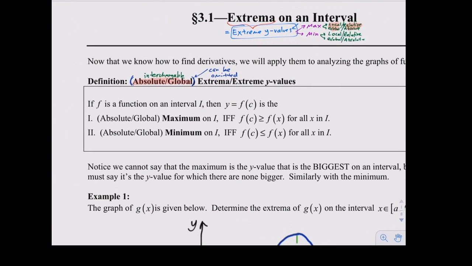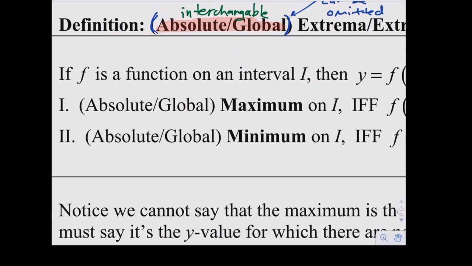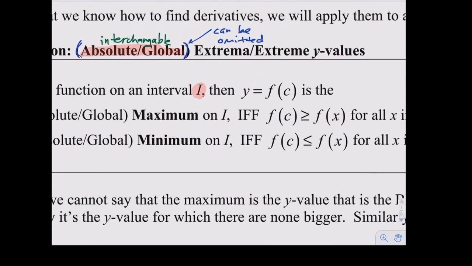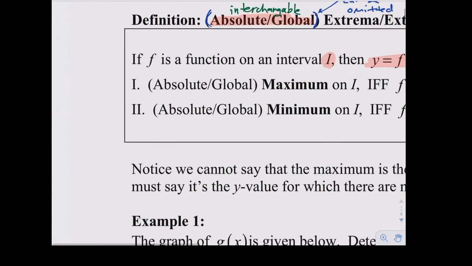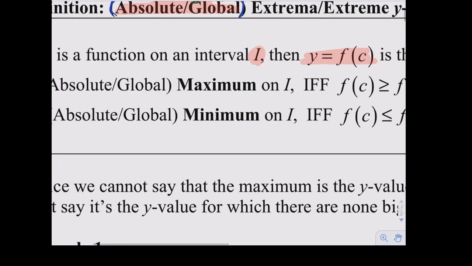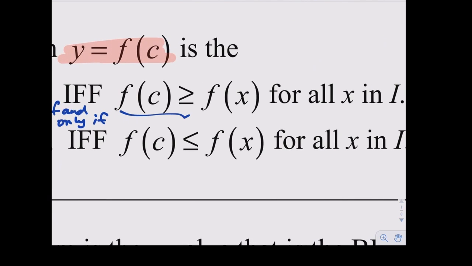Okay, so let's define an absolute max or min, or a global max or min, or just a max or min. If f of x, or f, is some function on some interval, and it could be an open interval, a closed interval, or half open, half closed, then y equals f of c is, number one, the absolute maximum y value, or the global maximum value, or just the maximum value on that interval. The IFF means if and only if, which means it's bidirectional. And this is an important way to define it.